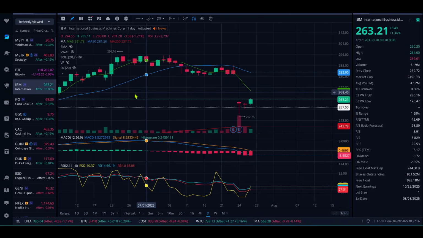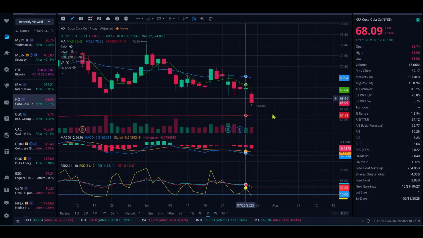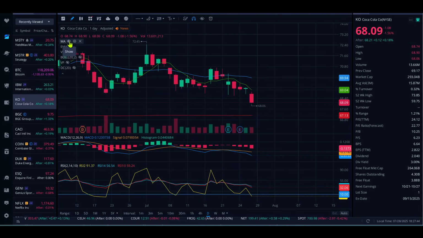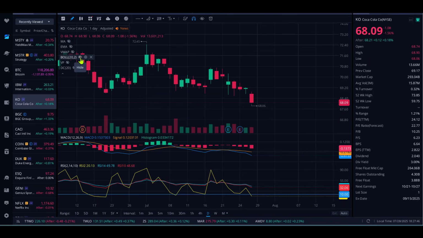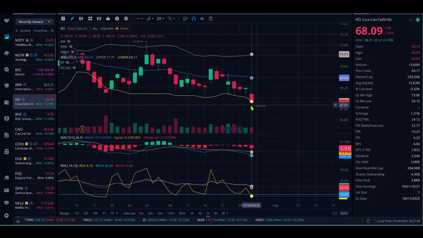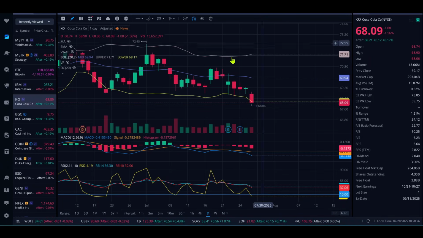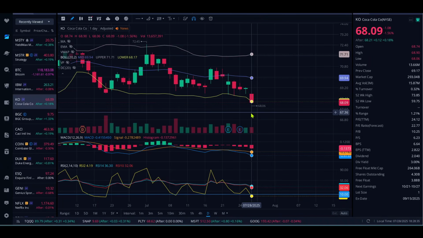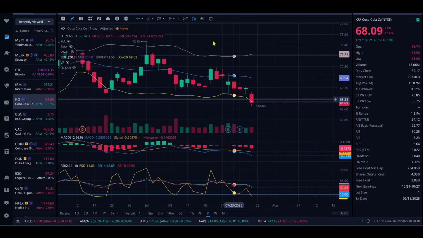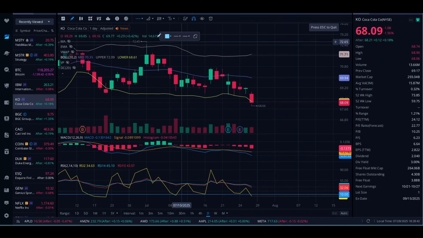And the other one that I did is Coca-Cola, KO. And let me turn the MA off and the Bollinger Band on. As you can see right here, it did get down to the bottom of that Bollinger Band. And I did purchase about 5 shares of this one at about $68.12. So I got it at a pretty low price here. So I feel like I did pretty good on this one. And that's my buy-in point for Coca-Cola here.